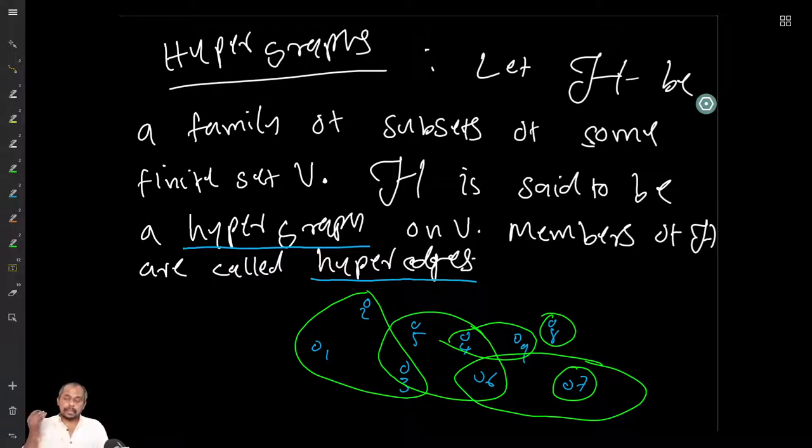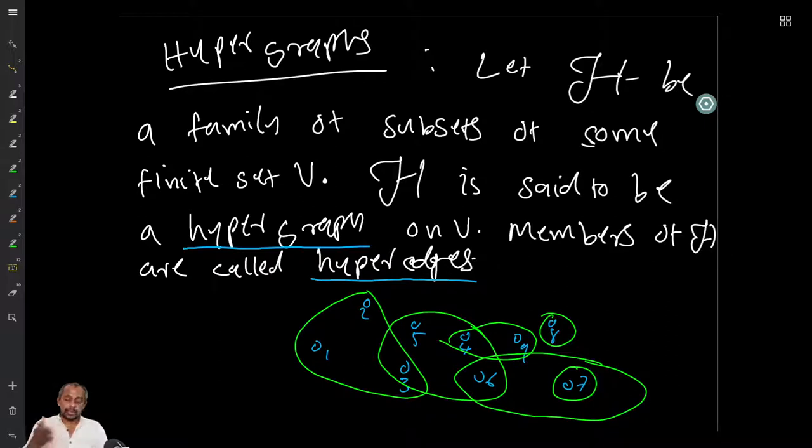Now, the members of this family are called the hyperedges of the hypergraph. This is just fancy terminology. Hypergraphs have really not much to do with graphs, but seeing them as hypergraphs sometimes helps us visualize some kinds of properties. And when the sets that we are considering reduce to two element subsets, hypergraphs become graphs.